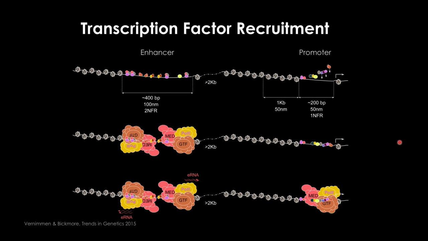But the key point I would like to make with this slide is that when you have a nucleosome-free region covering the promoter, enhancers usually cover more than one nucleosome, sometimes two. A nucleosome-free region is about 200 base pairs, and 200 base pairs is actually a lot of space for a transcription factor to bind. So it's something to keep in mind.